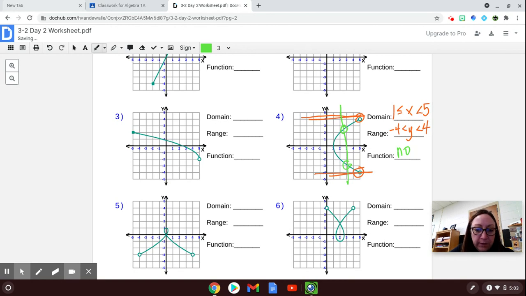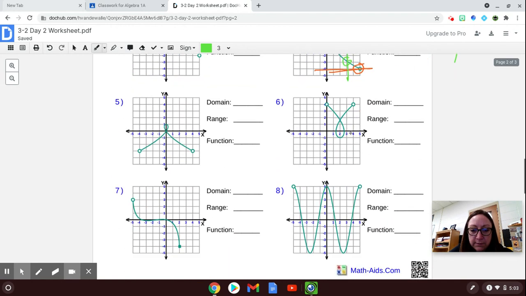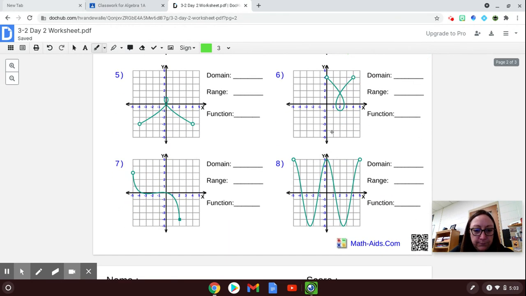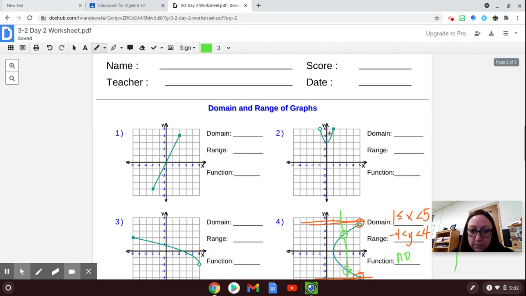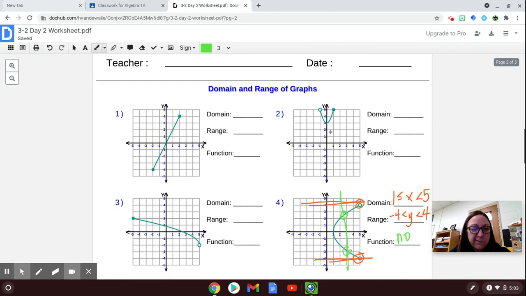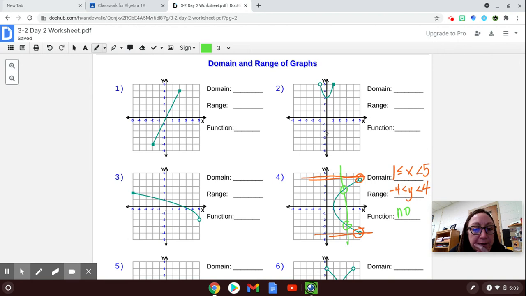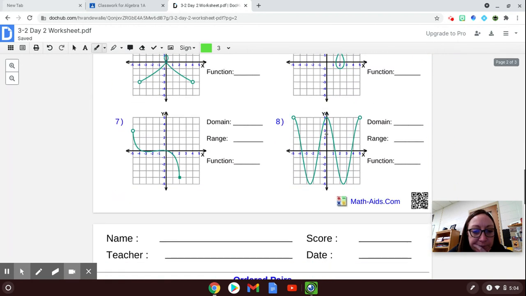Okay, let's see here. I'll just do one more here. Let's try number 8, okay? So with number 8, your domain, again, is left to right. So the leftmost part on the graph is way over here, and your rightmost part of the graph is over here. So it goes from -5 to +5.